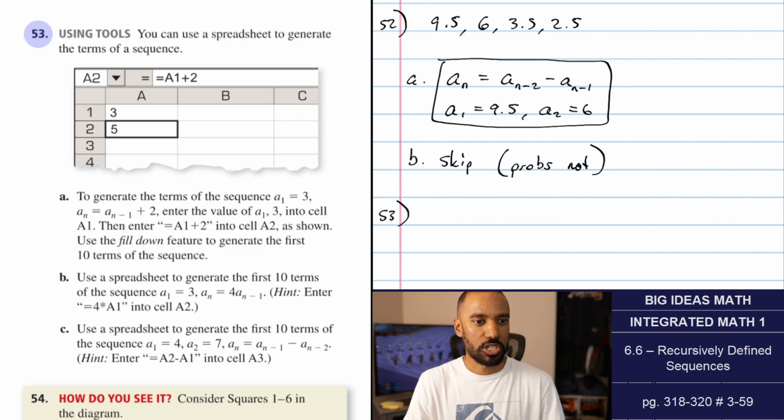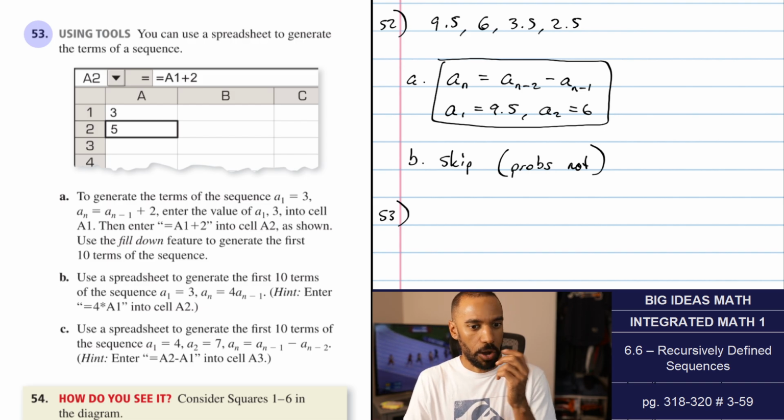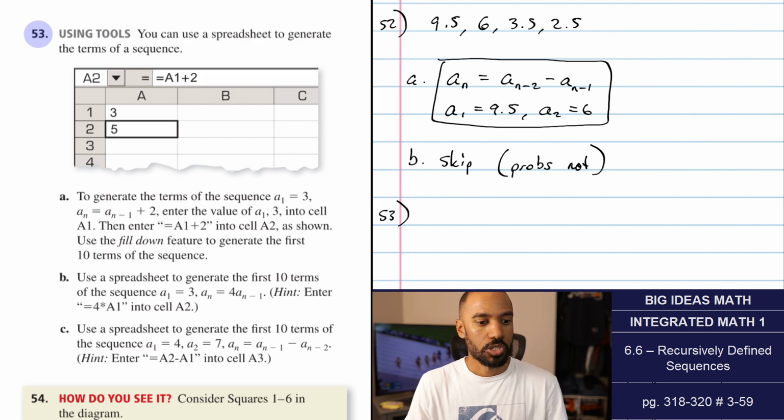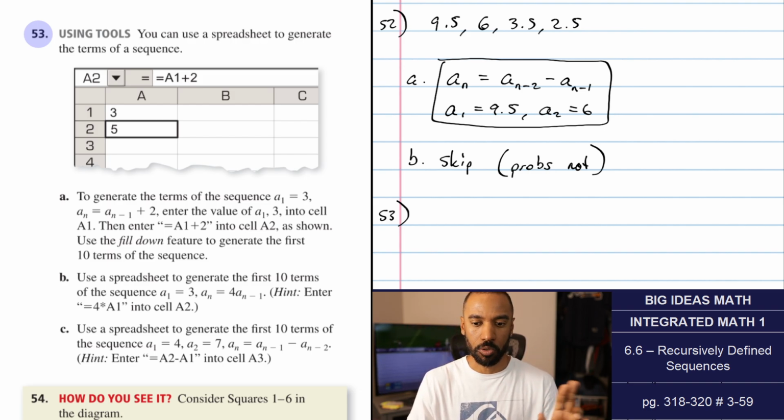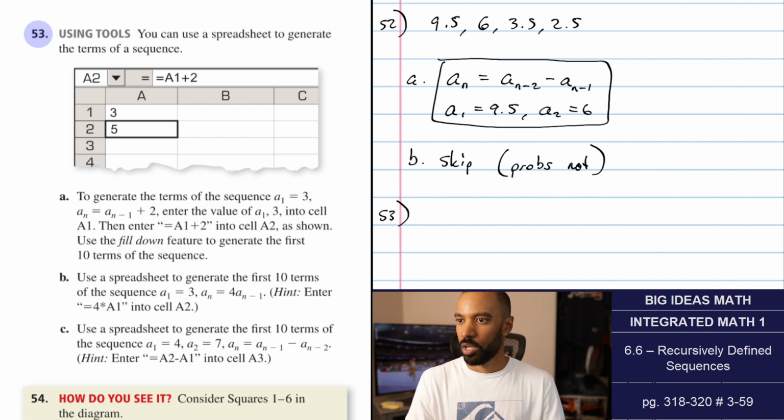You can use a spreadsheet to generate the terms of a sequence. Oh, yeah, totally. I use this stuff all the time. So, okay, they want us to do that. So let me pop up, I'm going to pause this. I'm going to pop up Google Sheets. Hold on a second. Okay, I have it prepped.